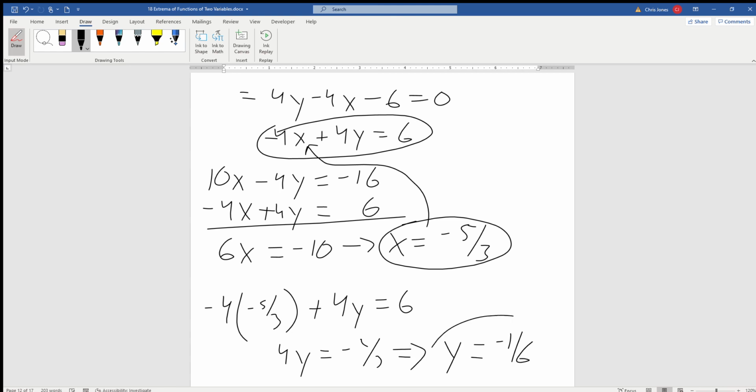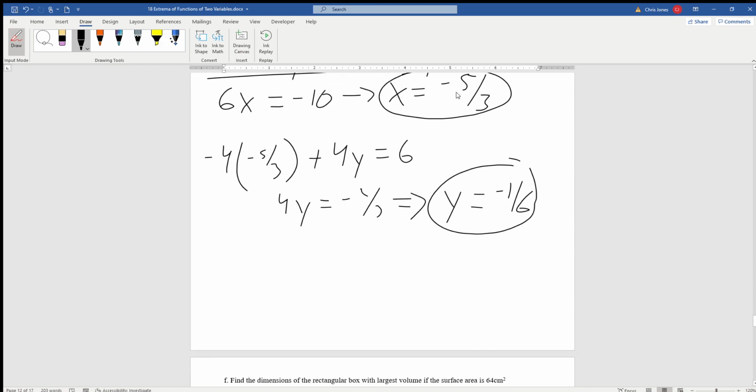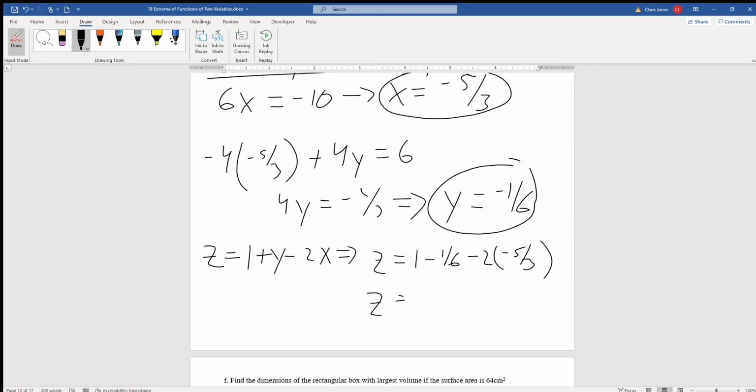And then finally, remember z, all the way back in the beginning, z was equal to 1 plus y minus 2x. And so that means that z is going to be equal to 1 minus a sixth minus 2 times negative 5/3. And let's see if I can compute that without making another error. And I'll end up with 25/6.